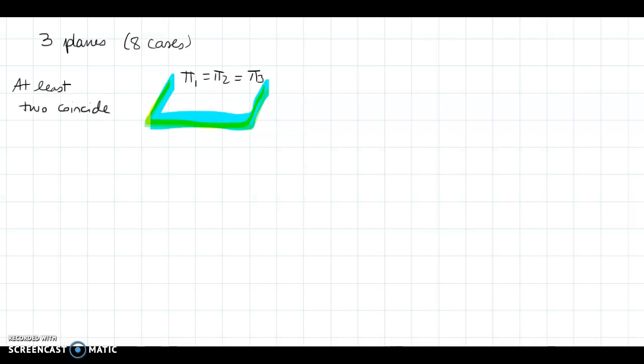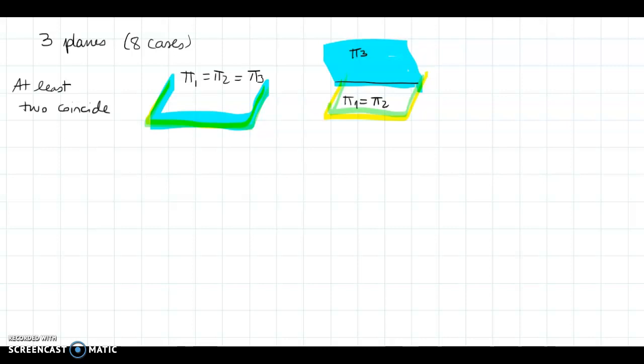The second case will be that two of them are the same, so two of them are coincident, and then the third one intersects them. So let's say we have the yellow and green ones coinciding, and then we have the sky blue one intersecting them at a line. So here we have pi1 is equal to pi2, and then we have a third plane, pi3, that intersects the other two.